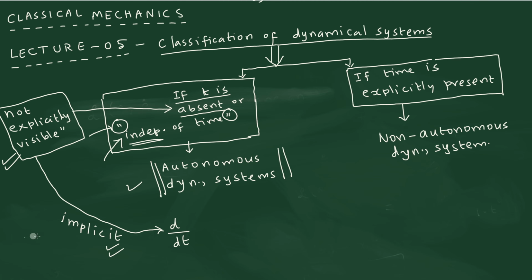So the ultimate thing is that the majority of the systems that we are going to concentrate on will come under the category of autonomous dynamical system. This is the first point that you need to remember.